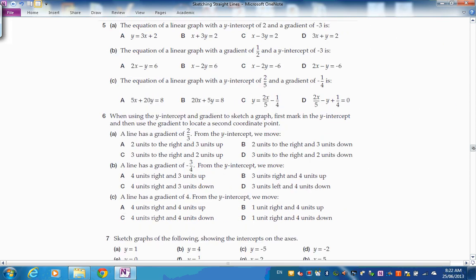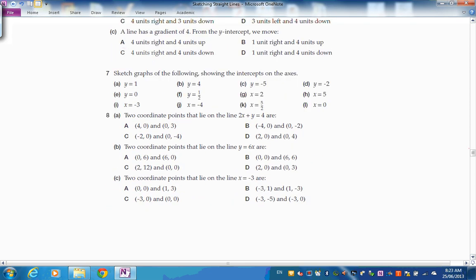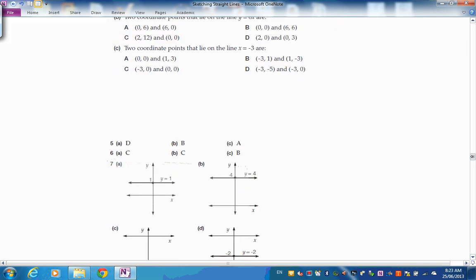So here we are, here's some here, 5 and 6. So a bit of multiple choice stuff here. Pearson's like that. I don't like it particularly, but have a go. And 5 and 6, pause the presentation, the solutions are coming up in a minute. And then 7 and 8, lots of graphs here of those horizontal and vertical lines, easy ones there. Okay, and let's have a look at the solutions now.